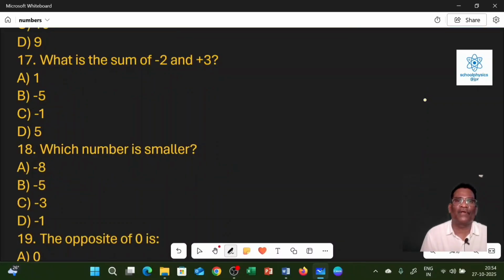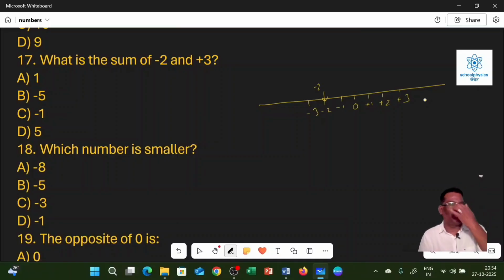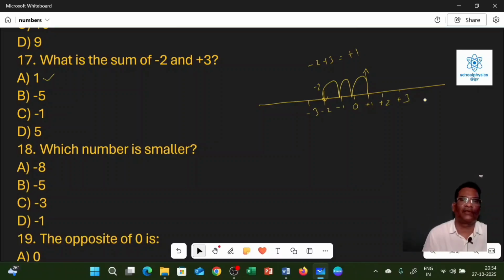What is the sum of minus 2 and plus 3? Just draw the number line, 0, plus 1. Add plus 3 to minus 2. So start from minus 2, and when you add positive numbers, you go to the right side for 3 steps. So here the result is plus 1. So minus 2 plus 3 is equal to plus 1. So the right answer is plus 1.